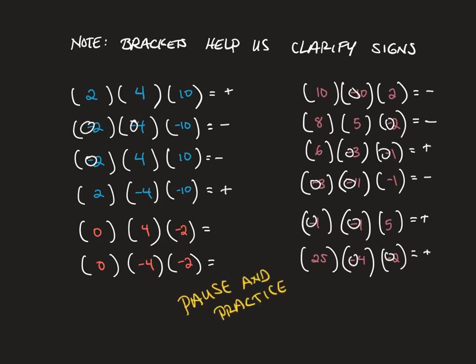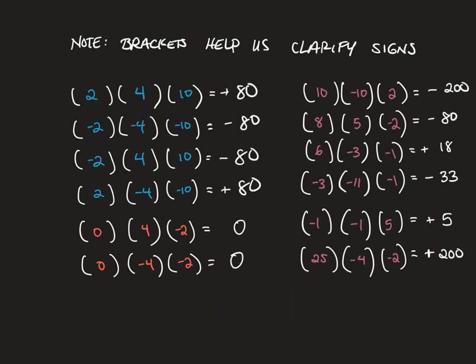Now that we've done the signs, pause here and try to find what the numeric results are for each of these that go with the signs. Check your work. The results in order are positive 80, negative 80, negative 80, positive 80, 0, 0, negative 200, negative 80, positive 18, negative 33, positive 5, and positive 200. Remember that with positive numbers, we don't need to show the sign, so I can remove all the positive signs from my positive results and my answers are still correct.